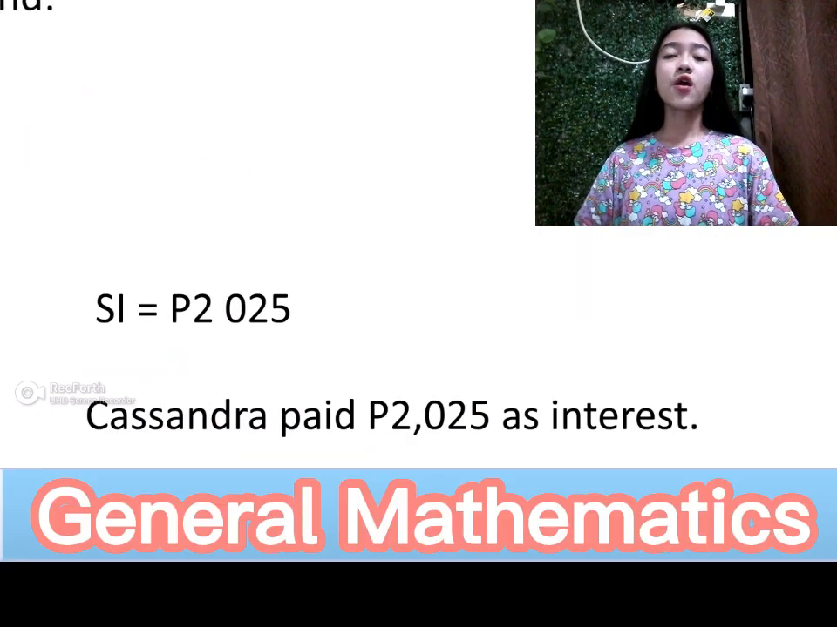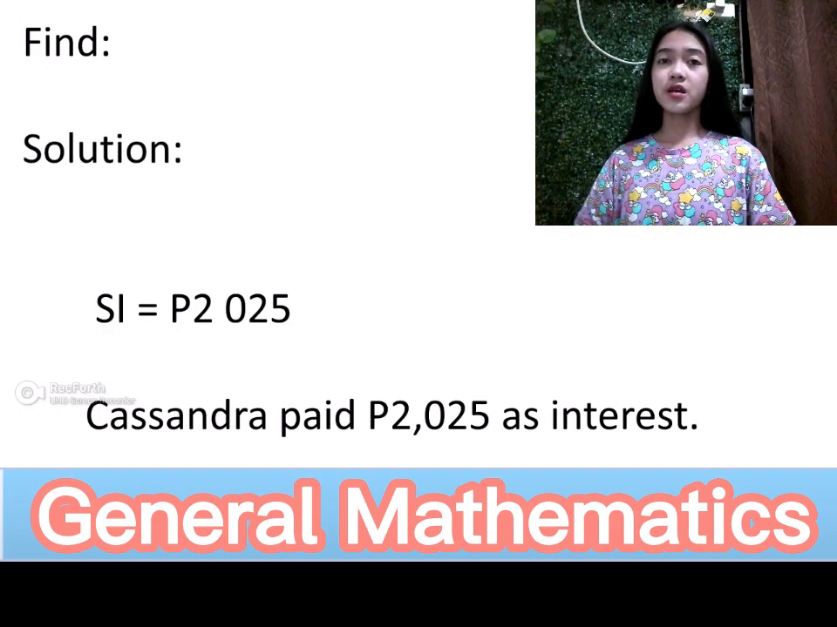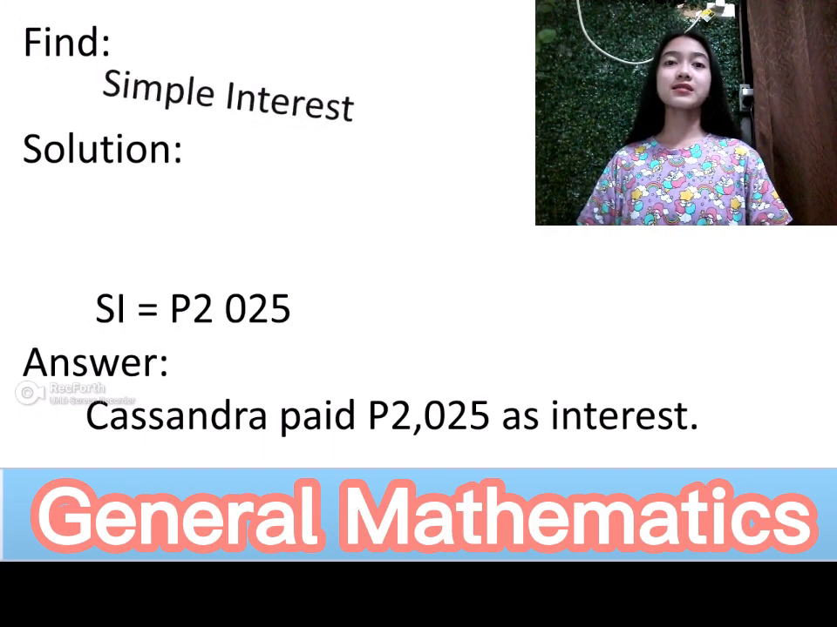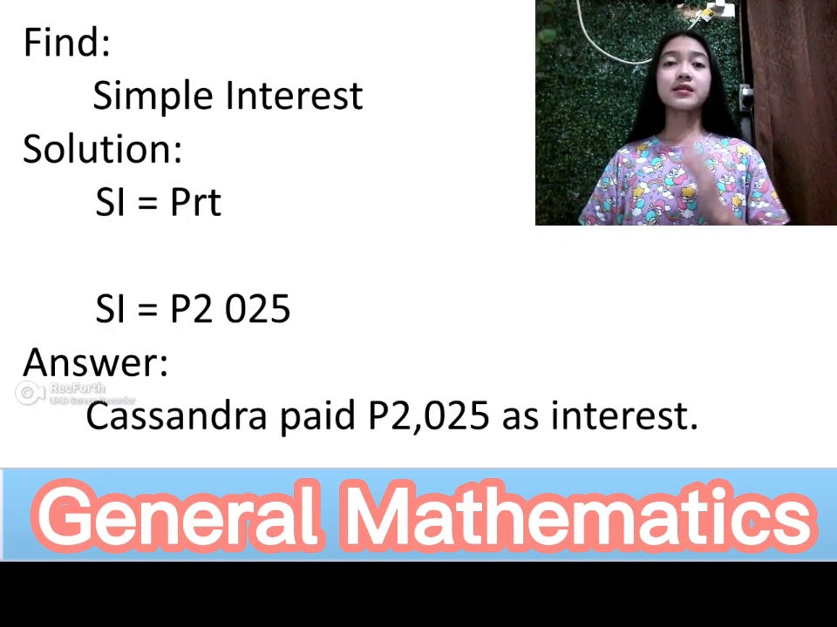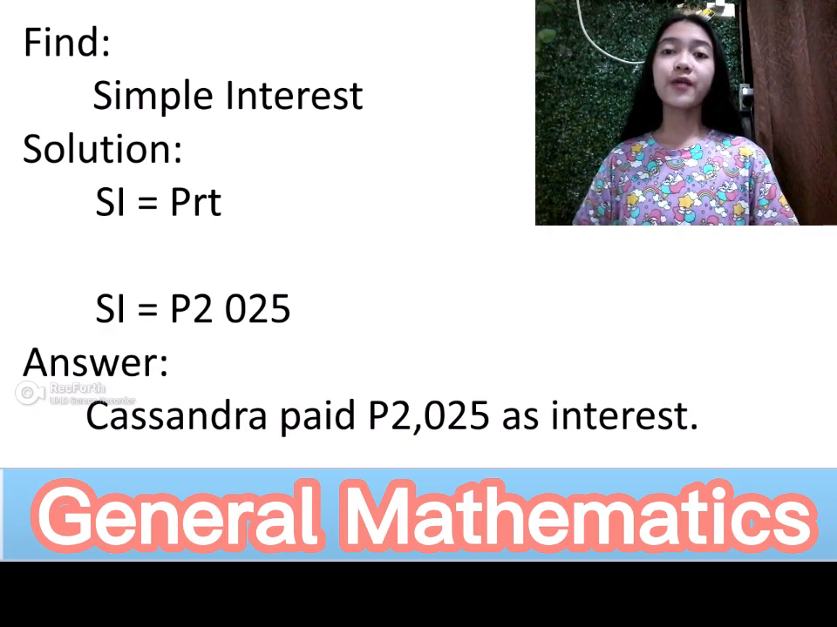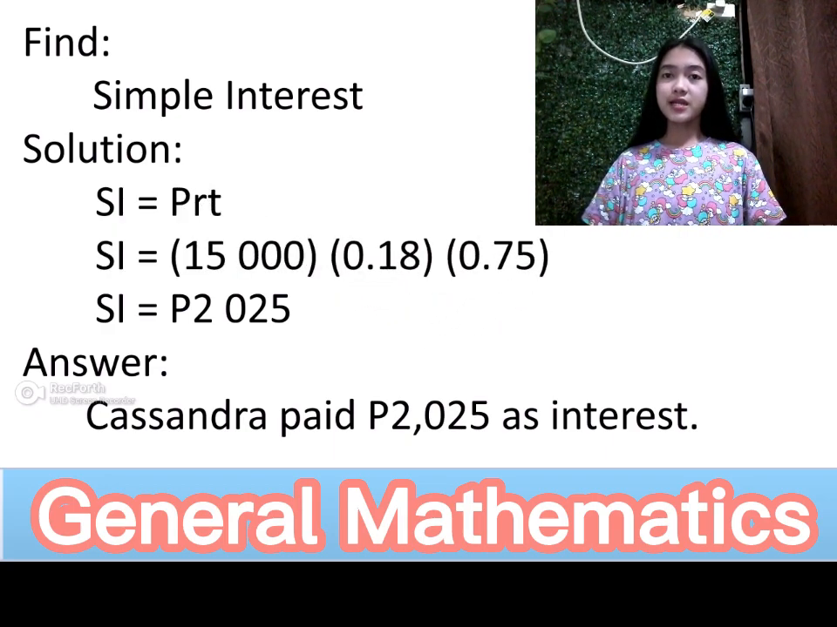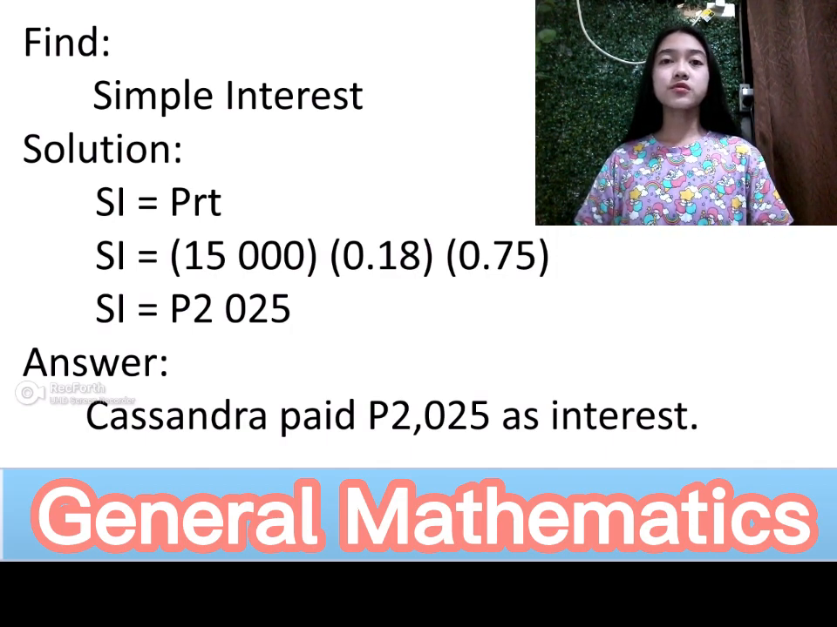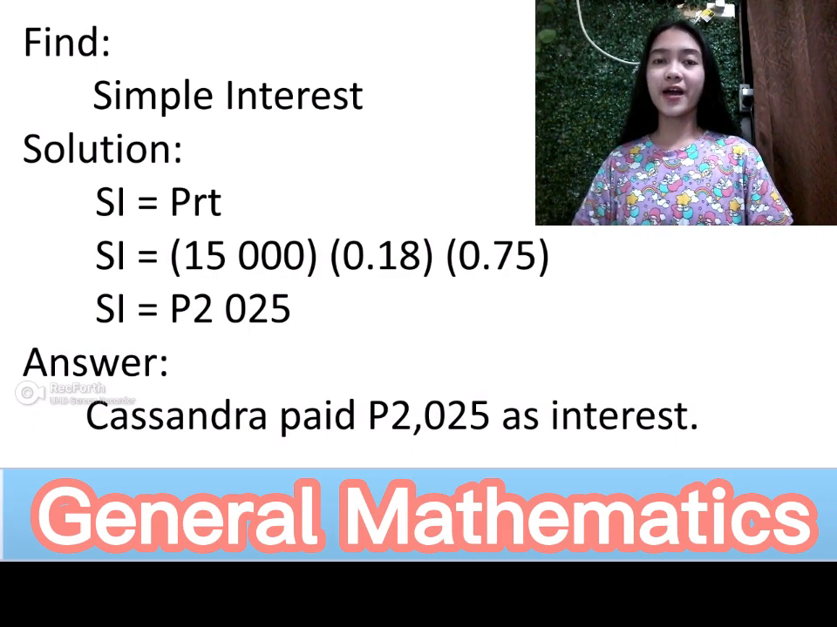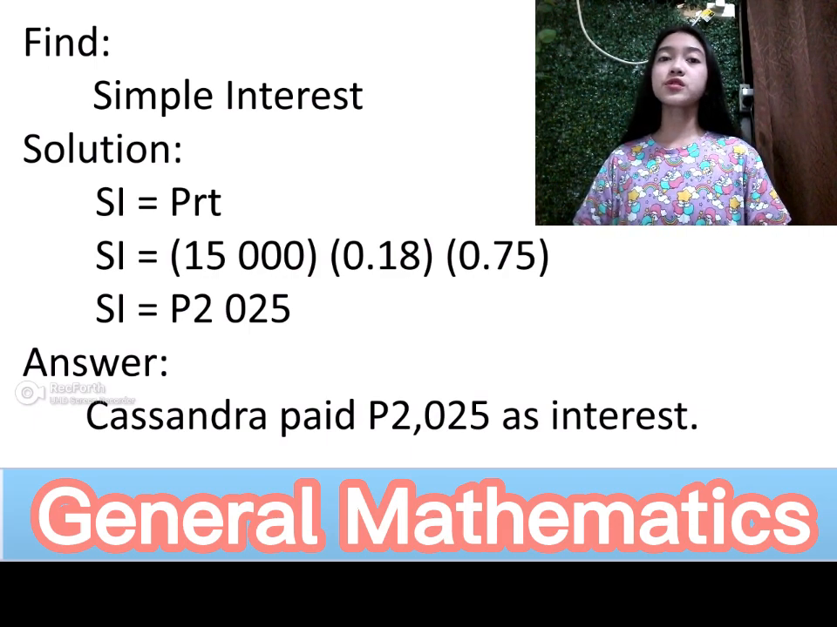In doing the solution, we'll have to write the formula first. The formula for simple interest is SI = PRT, which will be simple interest = 15,000 times 0.18 times 0.75, and that will be equal to 2,025. Now, our simple interest is equal to 2,025. And the answer to problem number 2 will be: Cassandra paid 2,025 as interest.